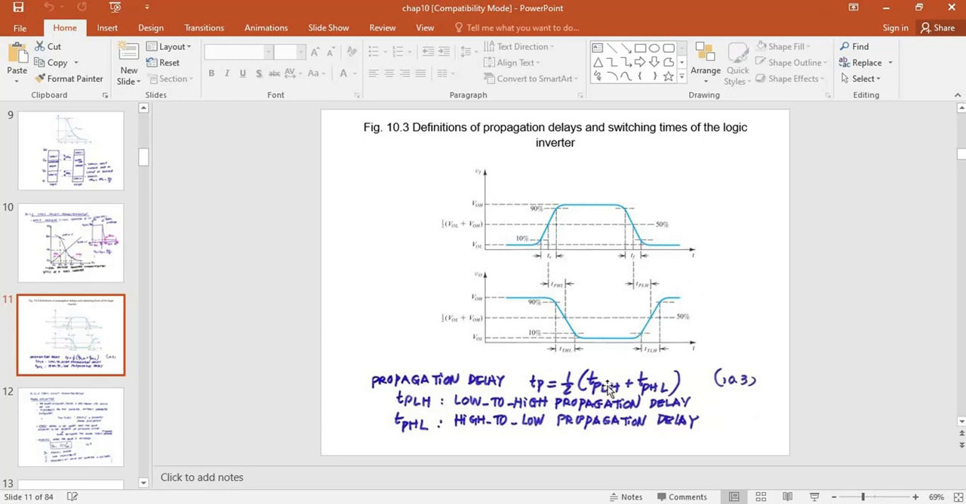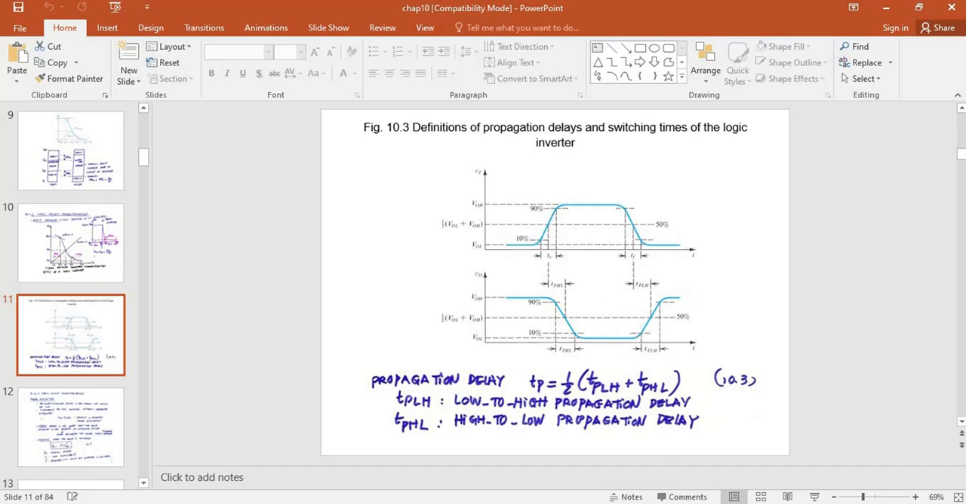For TPLH and TPHL, the LH and HL would be low to high and high to low, that pertains to the output. So TPHL is the high to low transition of our output, and TPLH would be the low to high transition of our output.